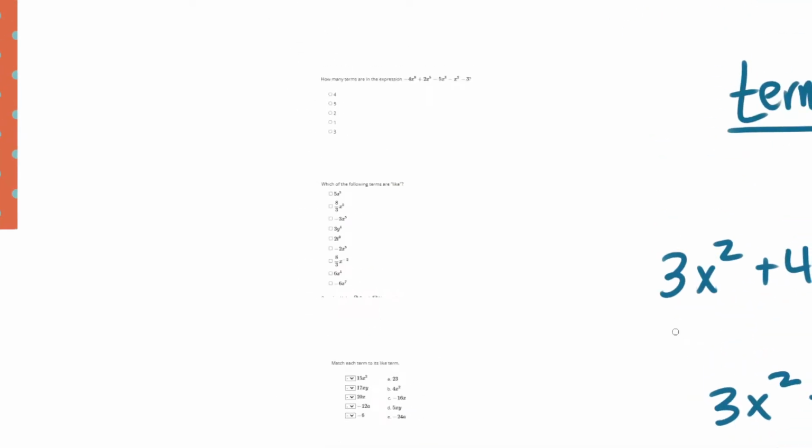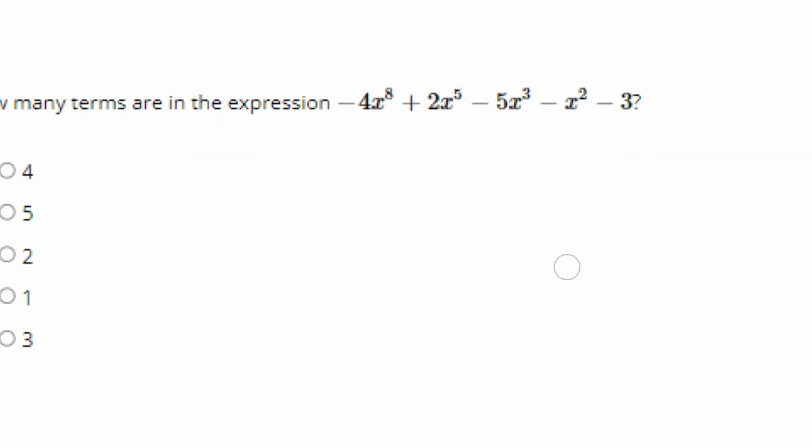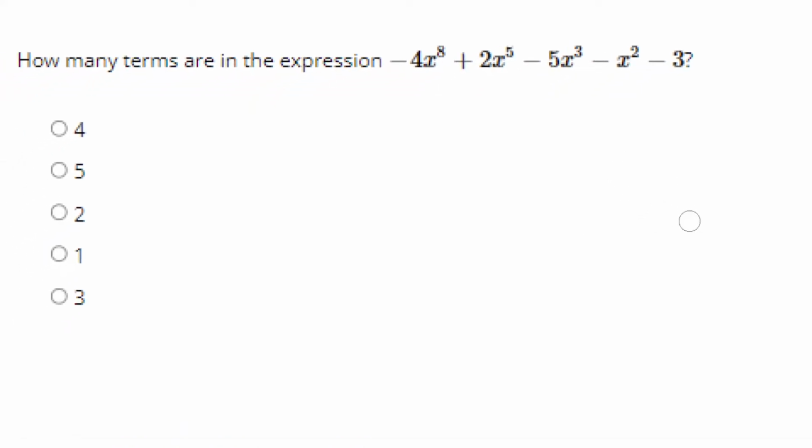So now we'll get into some of the problems that you'll see on Lumen. This one is asking us how many terms are in the expression 4x plus 2x to the 5th minus 5x cubed minus x squared minus 3. Now, this is a term, this is a term, this is a term, this is a term, and this is a term. So we have 1, 2, 3, 4, 5. We have 5 terms in this expression.